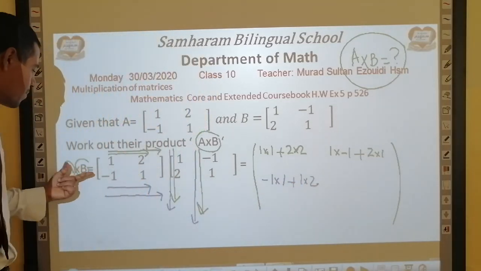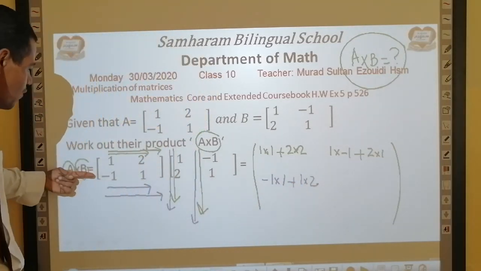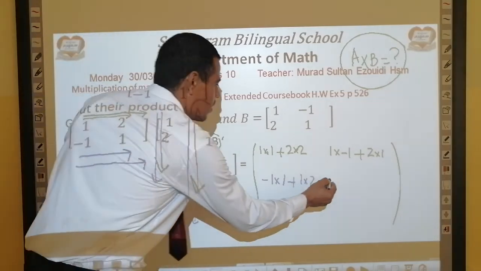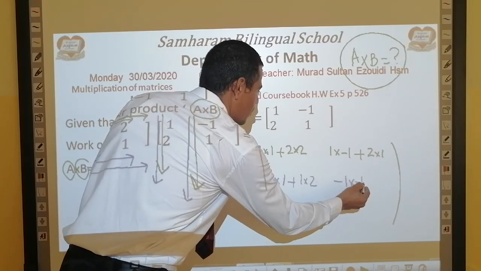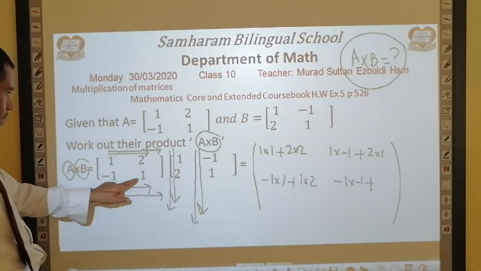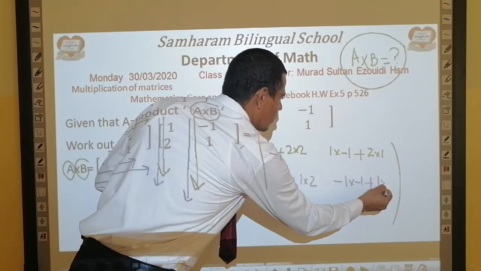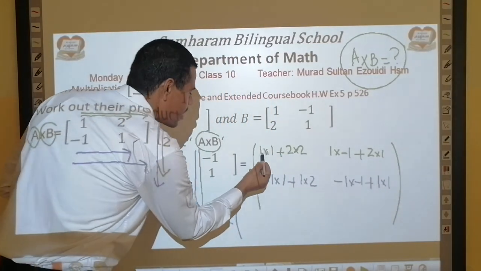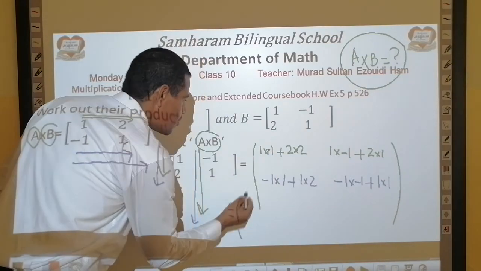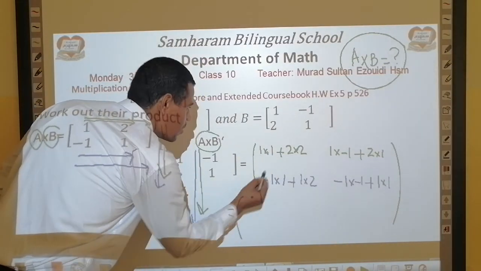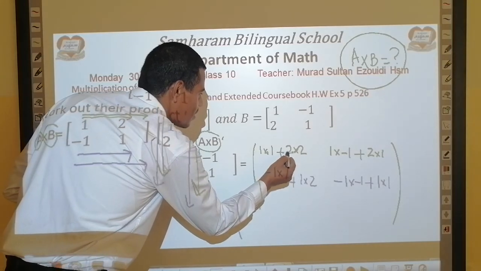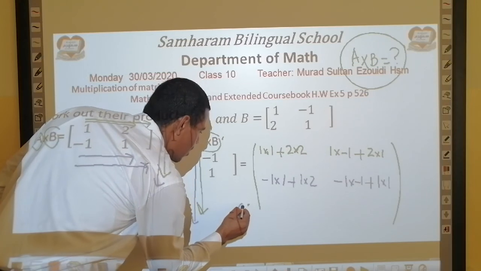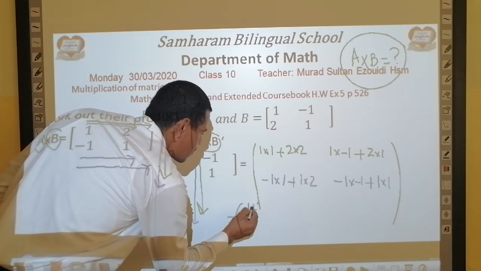Okay, I multiply the first row by the first term. Now I move to multiply the first row by the second term. Minus 1 multiplied by minus 1, plus 1 multiplied by 1. Okay, now we calculate. 1 multiplied by 1 is 1, 2 by 2 is 4, 1 plus 4 is 5. Or I will write it as it is, 1 plus 4.